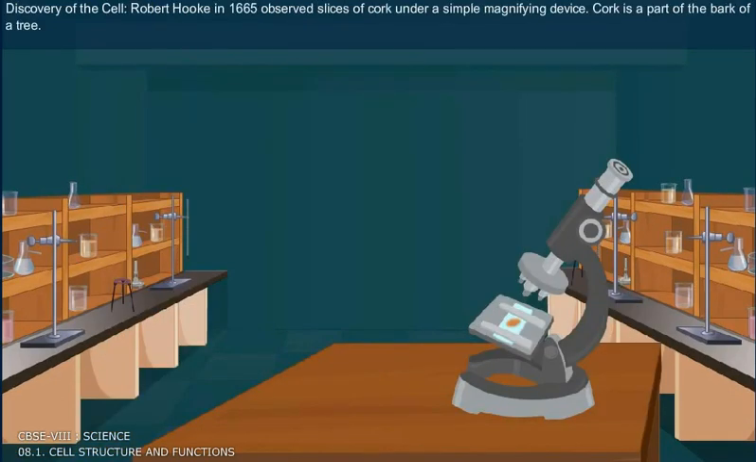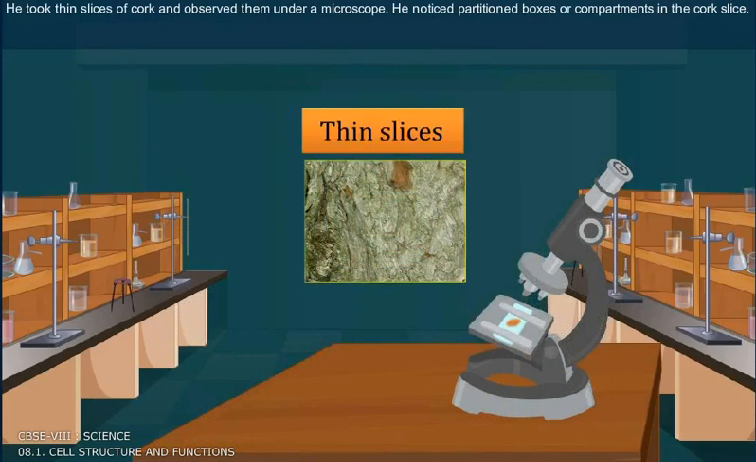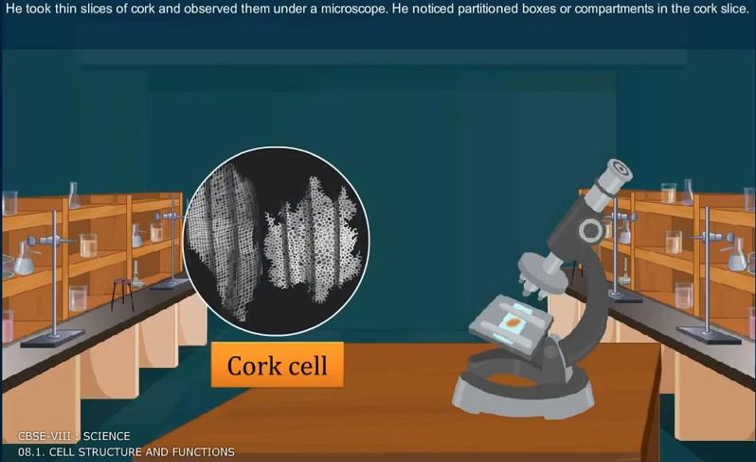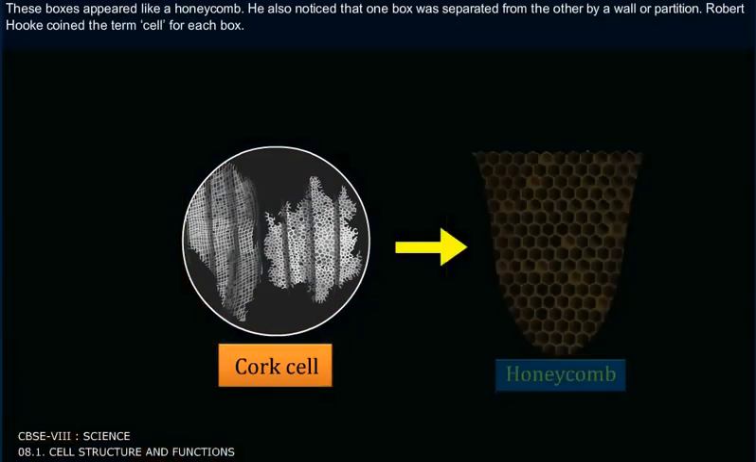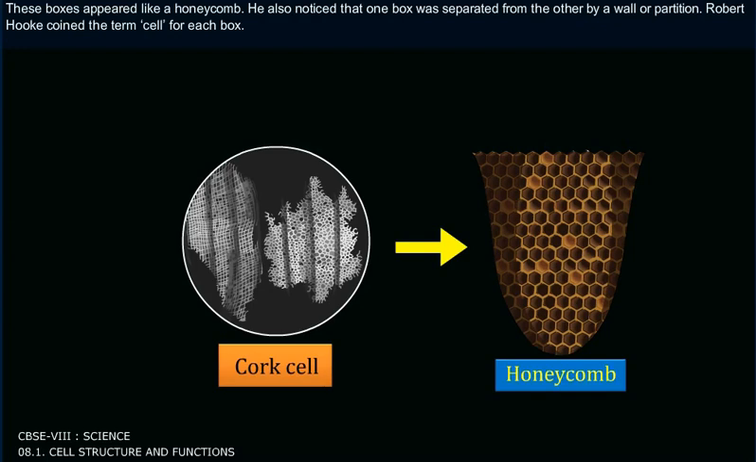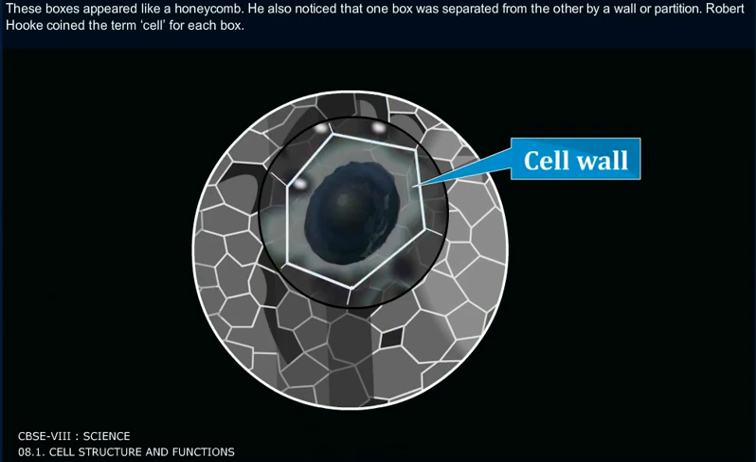Discovery of the cell. Robert Hooke in 1665 observed slices of cork under a simple magnifying device. Cork is a part of the bark of a tree. He took thin slices of cork and observed them under a microscope. He noticed partitioned boxes or compartments in the cork slice. These boxes appeared like a honeycomb. He also noticed that one box was separated from the other by a wall or a partition. Robert Hooke coined the term cell for each box.